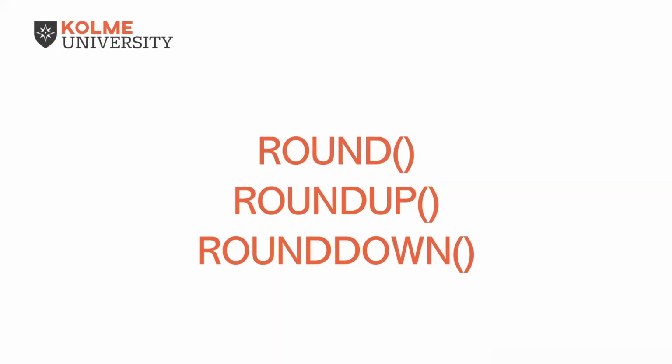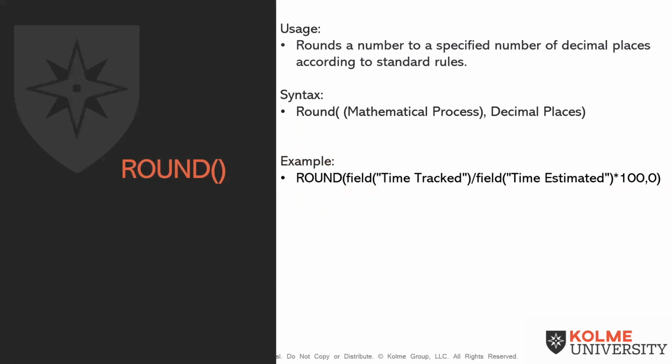Today, we're going to talk about a useful function for calculations, which is the round function, as well as RoundUp and RoundDown. You might need to use round when working with averages, percentages, or any mathematical function that leaves a long decimal trail. Just like the name implies, this function allows you to round a calculated numeric value to a specific number of decimal places. The syntax is round, open parentheses, the mathematical process, comma, and the number of decimal places enclosed in a parentheses.